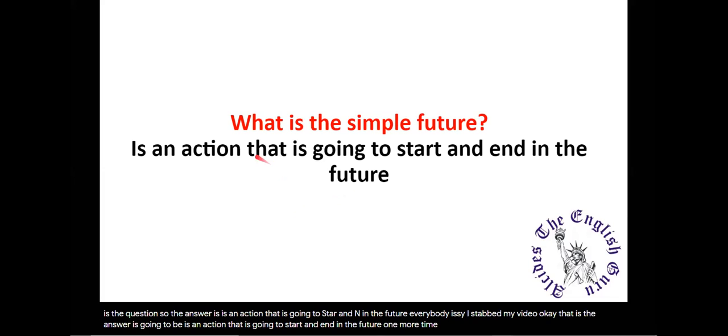Is an action in the future. Very good. So if somebody asks you, "Hey, what is the simple future?" you're going to answer, "The simple future is an action that is going to start and end in the future."